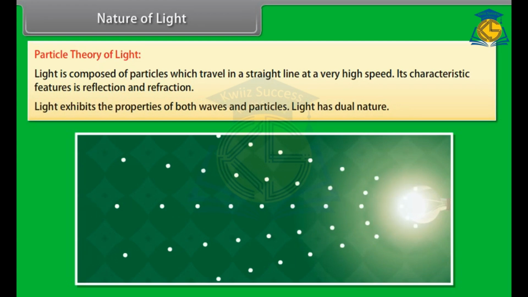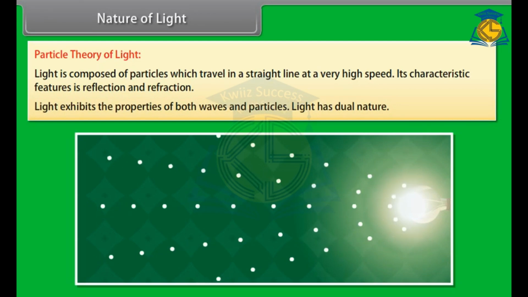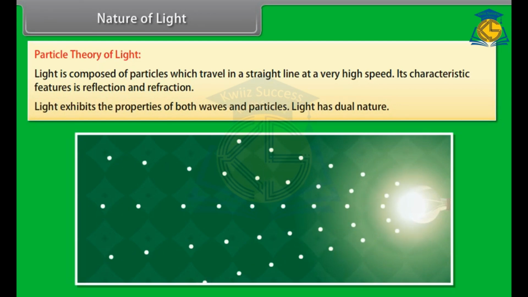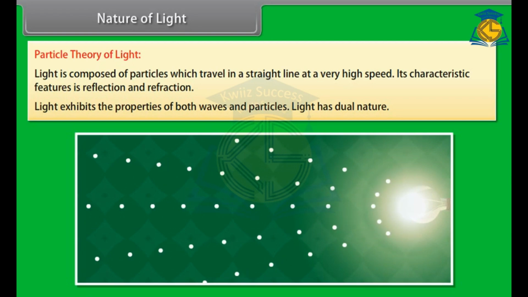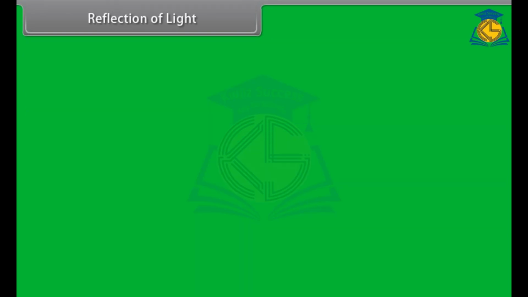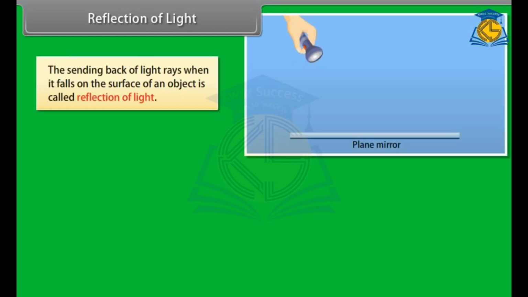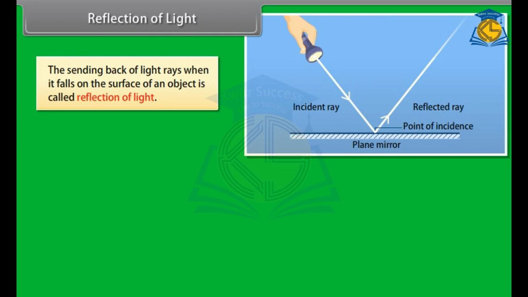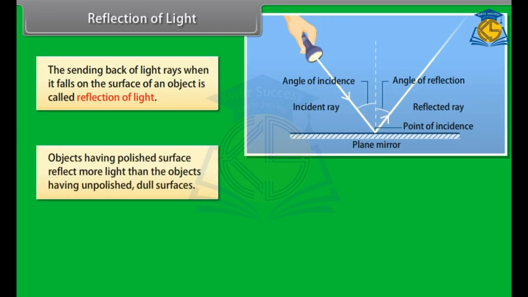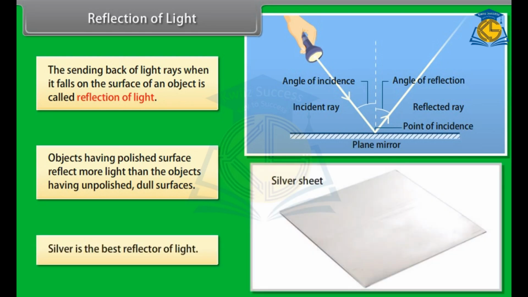Light exhibits the properties of both waves and particles. Light has dual nature. Reflection of light. The sending back of light rays when it falls on the surface of an object is called reflection of light. Objects having polished surfaces reflect more light than the objects having unpolished, dull surfaces. Silver is the best reflector of light.